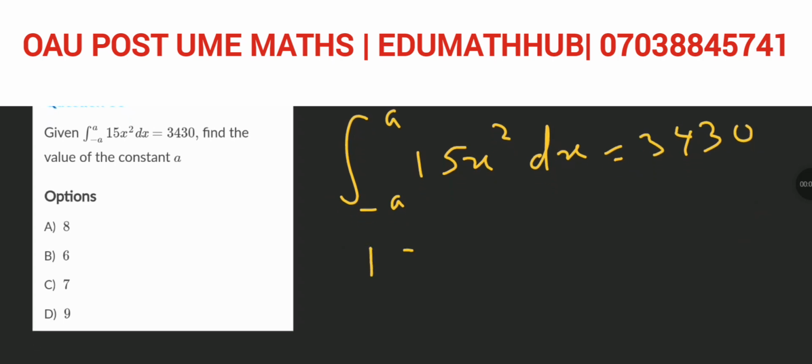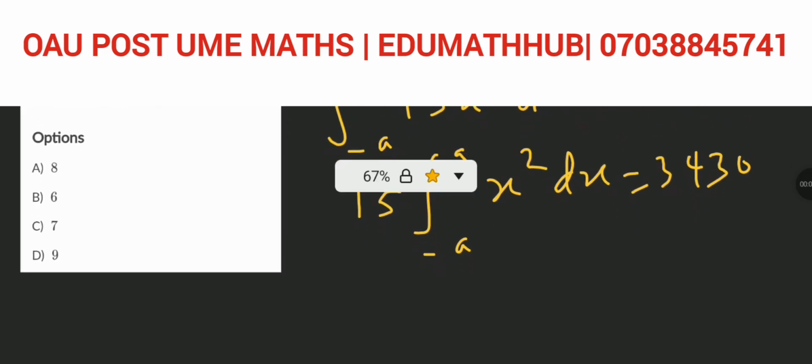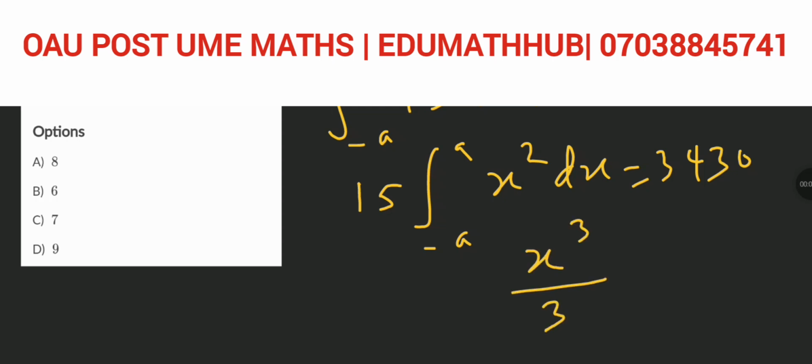So it will look like this: 15, then you have minus a to a, then your x squared dx is 3430. Then let's integrate x squared. If you integrate x squared, all you have to do is increase the power by 1 and divide by that same value. So that will be x to the power 2 plus 1, which is 3. Then I'll divide by that same 3. Then these parts will look like this. The limits will now be minus a to a. 15 will be at the outside part here.